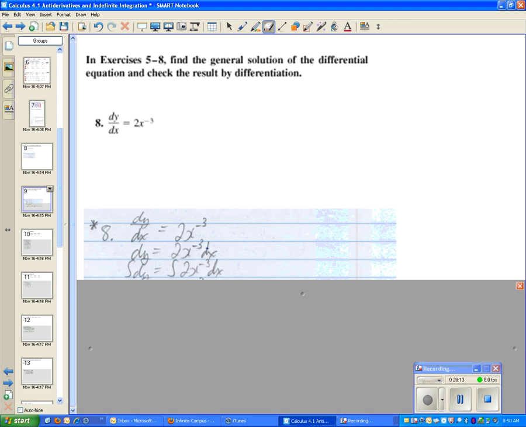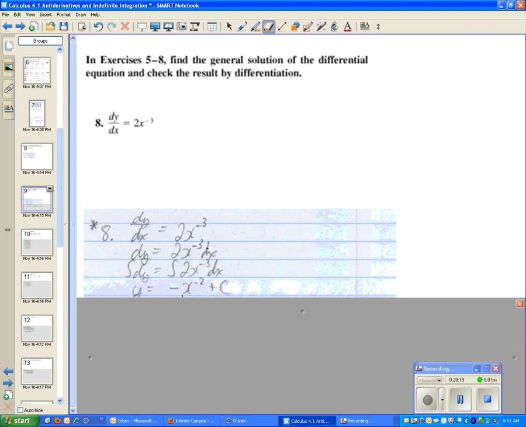What's the integral of dy? Y. And what's the antiderivative of 2x to the negative 3? Use the power rule for integration. Add 1 to the exponent. So if your exponent's negative 3 and you add 1 to it, now it's a negative 2. Then you divide your coefficient by the new exponent. So divide that 2 by negative 2. And when I divide 2 by negative 2, I get negative 1. So that's how I get negative x to the negative 2. Don't forget, plus c.